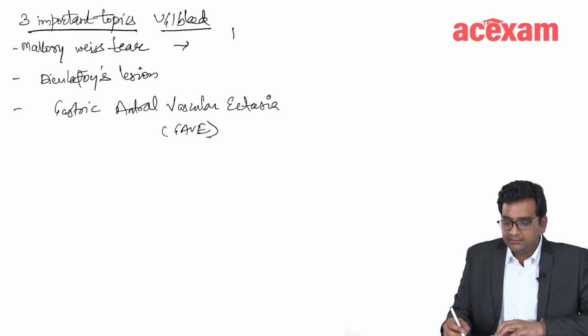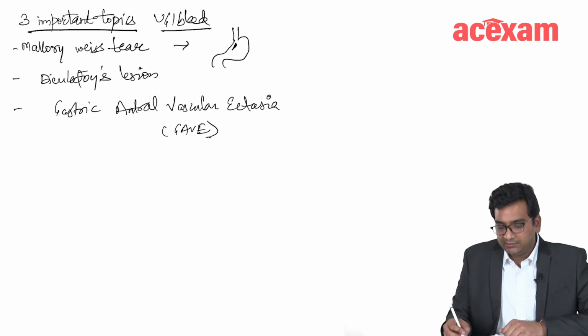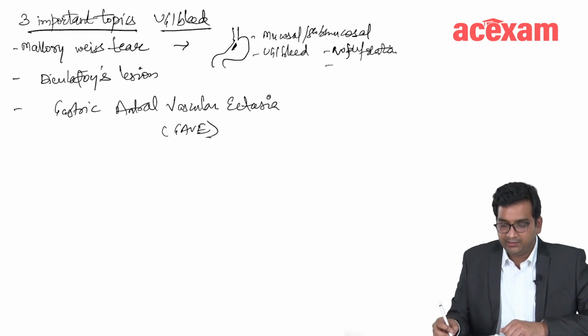Mallory Weiss tear is basically a tear due to forceful vomiting or retching. There is a tear seen at the lesser curvature near the GE junction, which is a mucosal or oblique submucosal tear leading to an upper GI bleed. There is no perforation and it heals with medical management, no surgery is required.